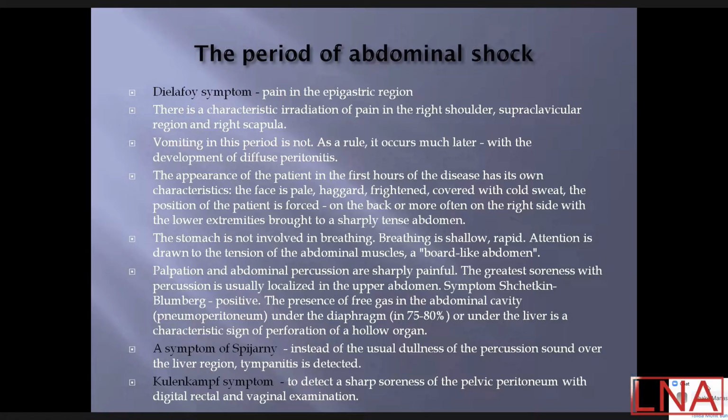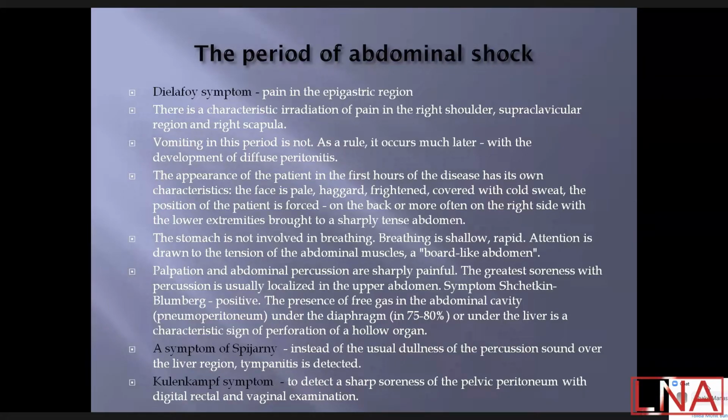Muscle tension may not be as pronounced in patients with a flabby abdominal wall. It may also be absent in persons in a state of alcoholic intoxication. It is also hidden by abundant subcutaneous fatty tissue in obese people.